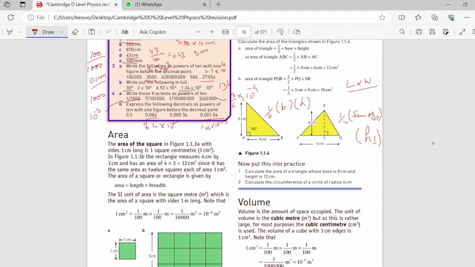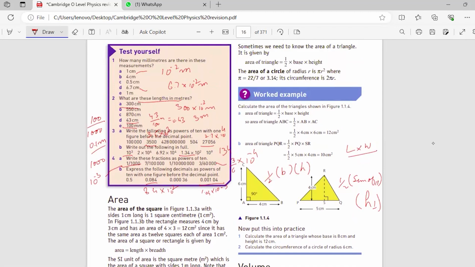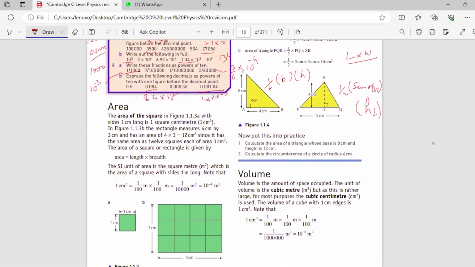Then for the circle, the area is pi r square. You must practice solving, just like this. Calculate the area of a triangle whose base is this and height is this. 1 by 2 into 8 into 12. You will get some answer.